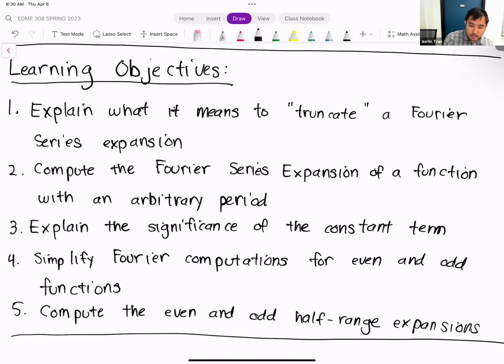All right, it's 8:30. Let's go and get started. Good morning, everyone. How's everyone doing today? Doing good. So second day after spring break, so hopefully everyone's getting back into the swing of things.